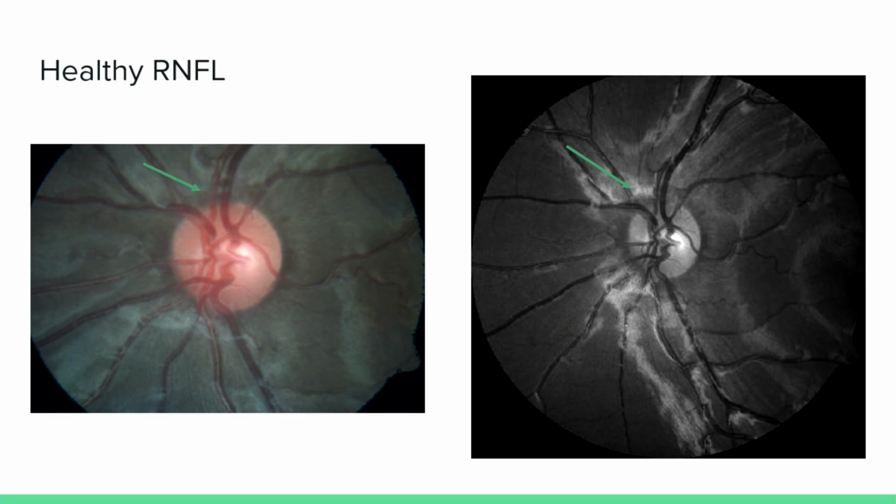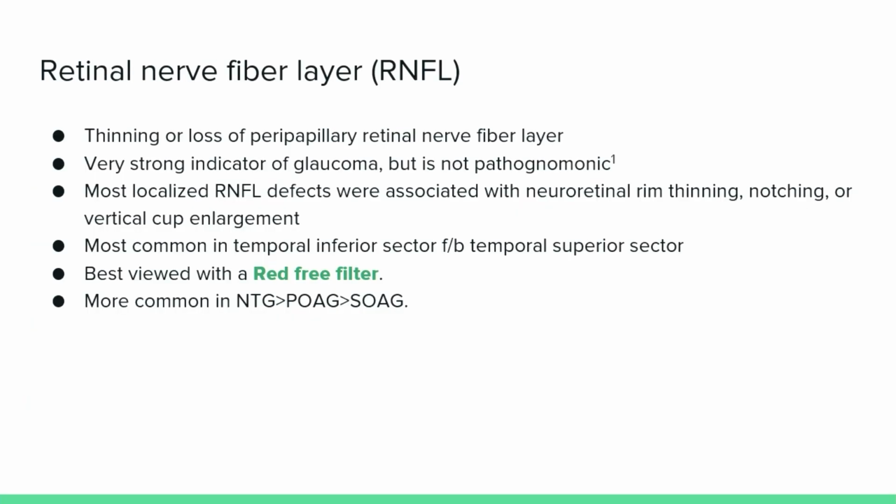Healthy RNFL is an alternate striation of dark and white bands, as you can see in the first image. It is better visualized in a red-free filter image. You can see alternating dark and light striations beyond the disc margin. Now, RNFL defect is defined as thinning or loss of the peripapillary retinal nerve fiber layer. It is a very strong indicator of glaucoma, but it is not pathognomonic.